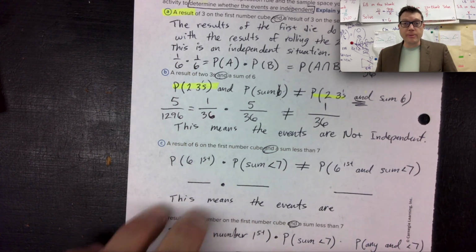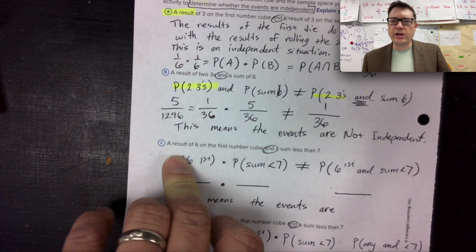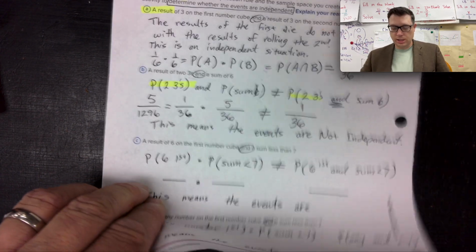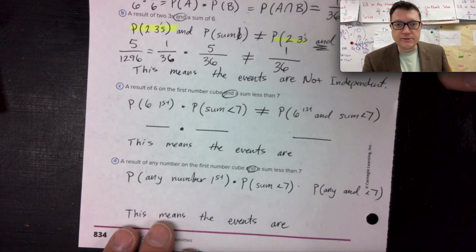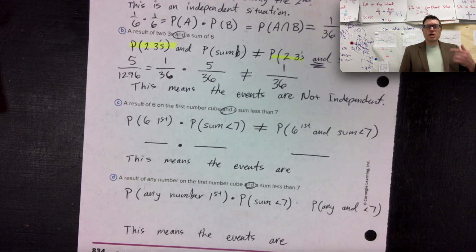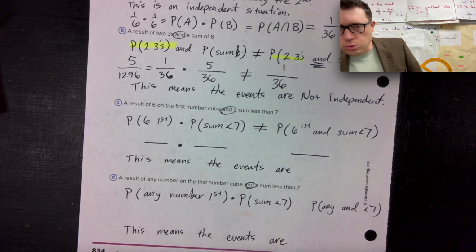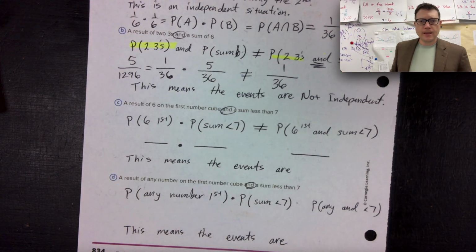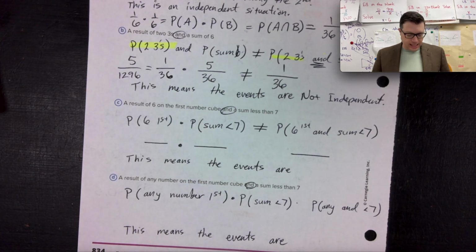You could say ergo, that means they're dependent. That's probably fine. But I'm going to leave it here as "is independent or is not independent" and allow the double negative to happen. A result of 6 on the first one, highlight time, and a sum less than 7.